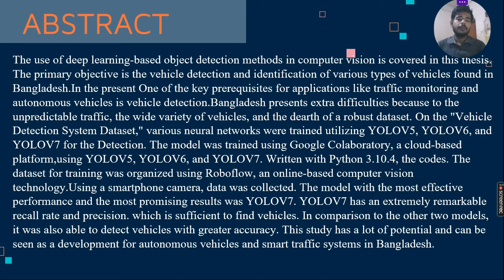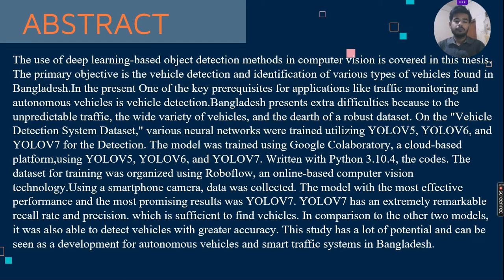Abstract. The use of deep learning based object detection methods in computer vision is covered in this thesis. The primary objective is vehicle detection and the identification of various types of vehicles found in Bangladesh. At present, one of the key prerequisites for applications like traffic monitoring and autonomous vehicles is vehicle detection. Bangladesh presents extra difficulties because of the unpredictable traffic, the wide variety of vehicles, and the dearth of robust datasets.